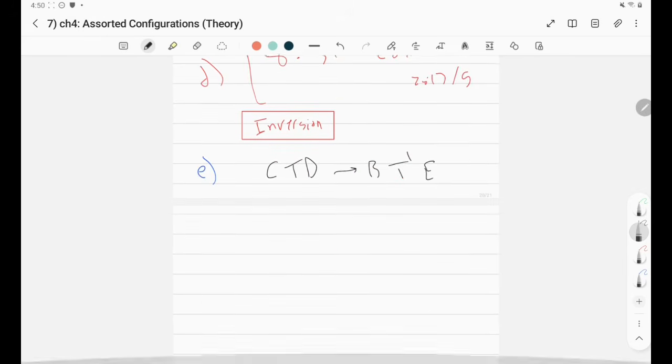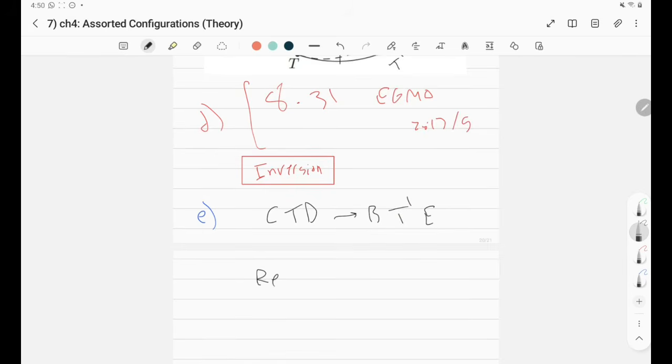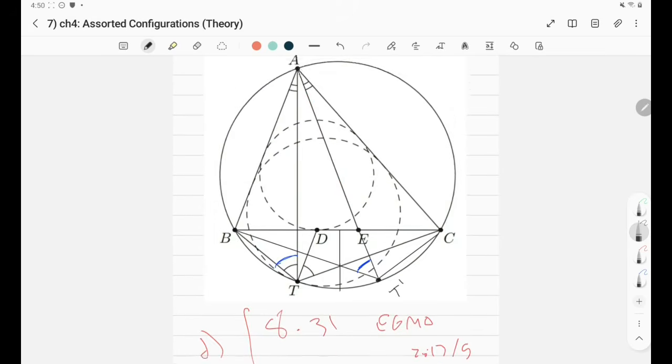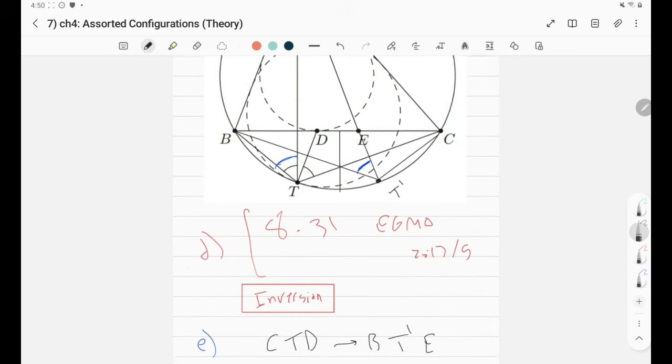So yeah, just consider a reflection over the perpendicular bisector of BC. And yeah, that's it, we'll be done. Again, as I told you, we assume D. Be careful, E depends on D.